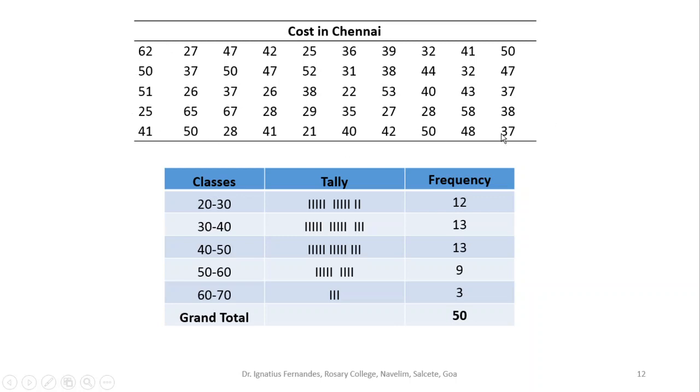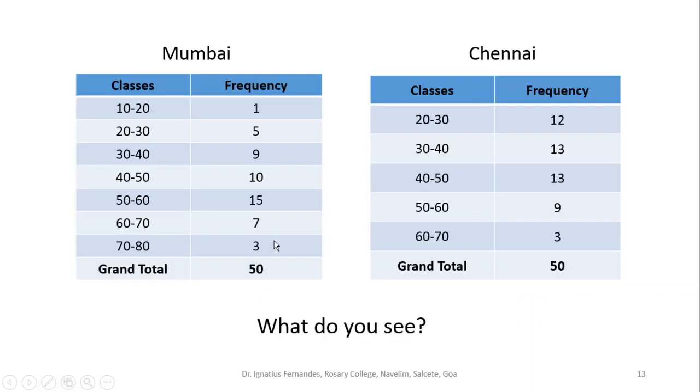So the same thing we can do for Chennai. I put this data of 50 restaurants for Chennai into a frequency distribution table. The same way, I have done a tally and then counted the markings in each of the classes. I have to identify the range first, look at the minimum value and maximum value, and accordingly decide on the classes. Here the minimum value is between 20 and 30, it must be 21. That's why I start the class with 20 to 30. And the maximum value is between 60 and 70, so my last class interval is 60 to 70.